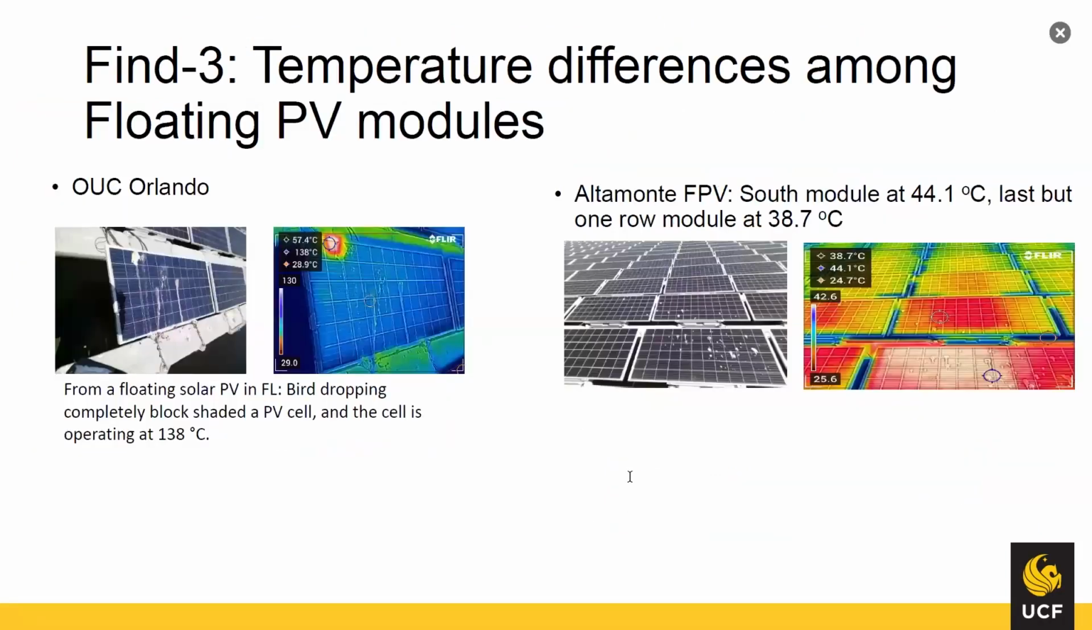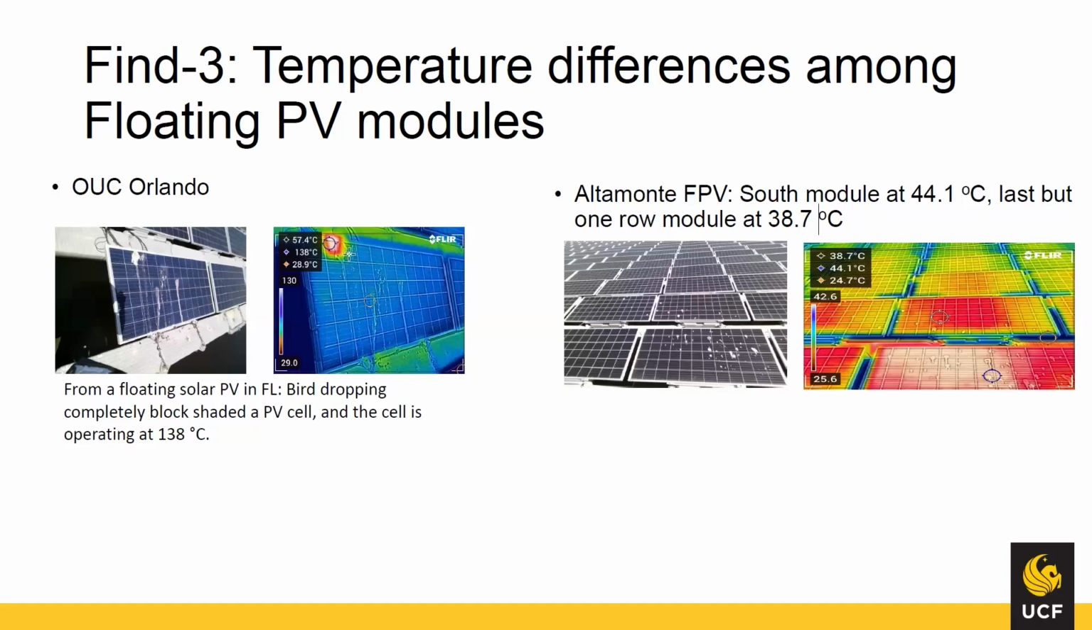Okay, next, another important find: on the floating PV modules, there seems to be a high delta among the PV modules, in the sense of temperature difference. Compared to the land PV modules, they are operating cooler. But how are they operating among themselves? There seems to be a higher delta.